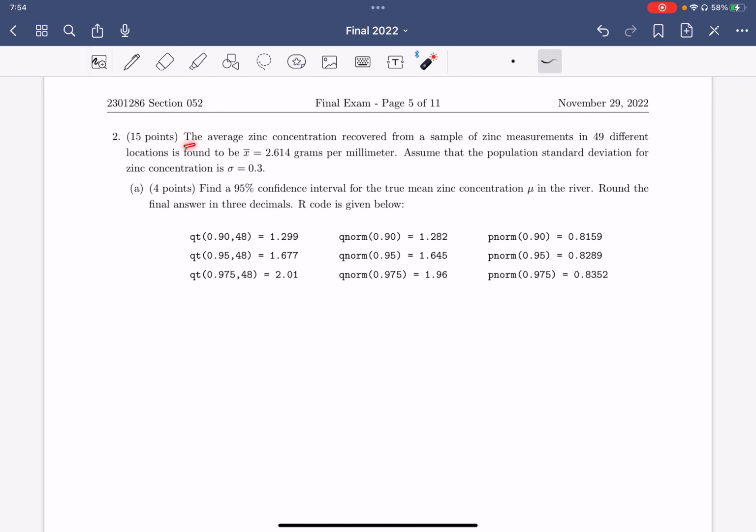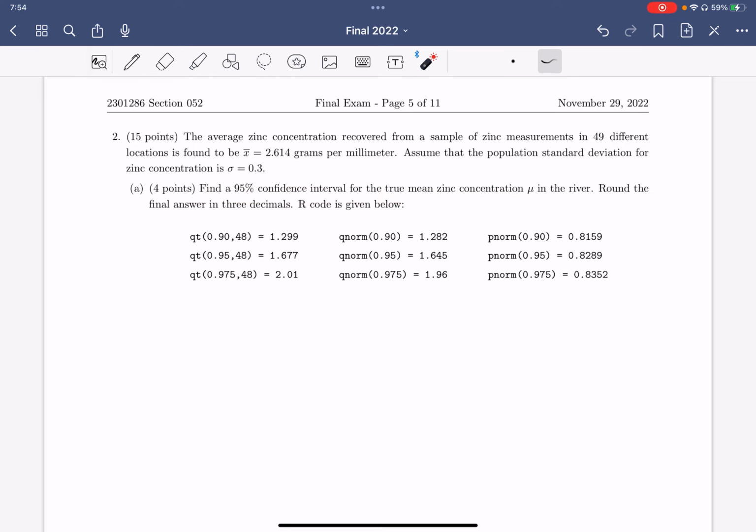The average zinc concentration recovered from a sample of zinc measurements in 49 different locations is found to be X bar equal to 2.614 grams per millimeter. Assume that the population standard deviation is sigma equal to 0.3. So part A: can you find a 95% confidence interval for the true mean zinc concentration mu in the river?